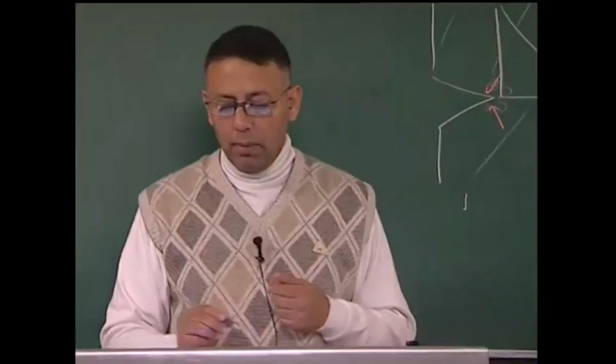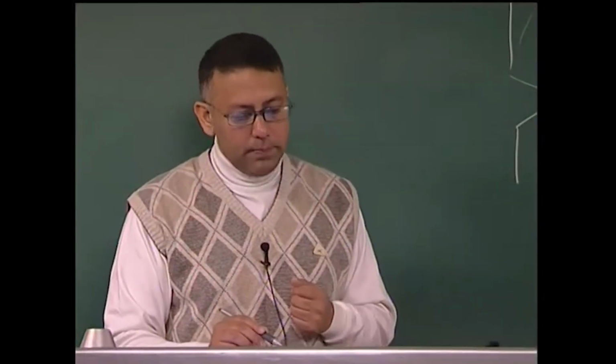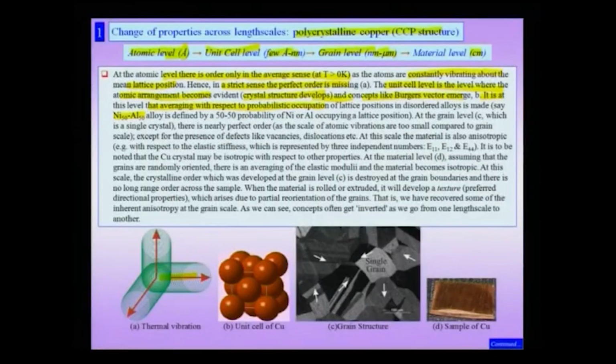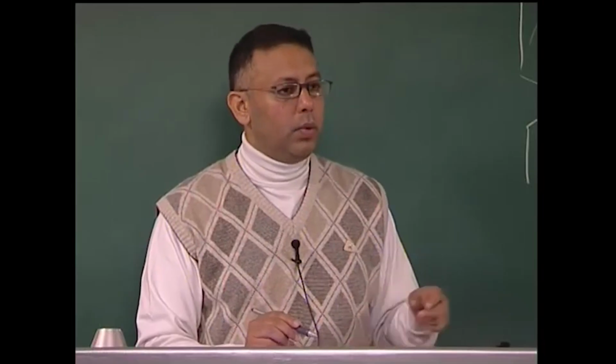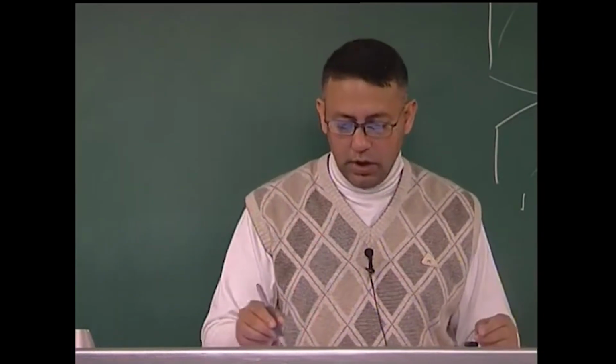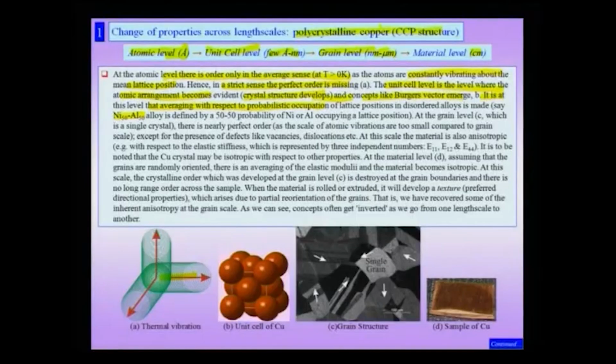For instance, suppose I am talking about a disordered alloy, say a nickel 50 aluminum 50 alloy, and that means that 50% of the atoms in the system are nickel and 50% are aluminum. And of course, for simplicity, let me talk about a B2 kind of structure wherein there is a body center and there is a phase center, and we are not limiting ourselves to the example of polycrystalline copper.